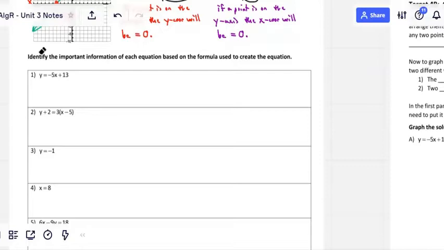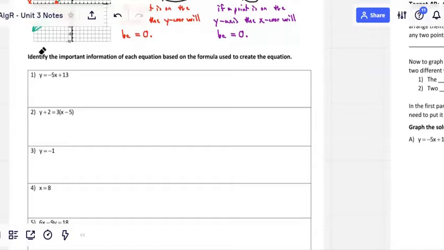What we're going to be doing now is looking at examples of forms of equations of lines, and we want to be able to tell what is the name of the form and what's the important information that we can pull out from the formula in order to graph a line or perhaps write an equation. So let's start with our first example. We have y equals negative 5x plus 13.